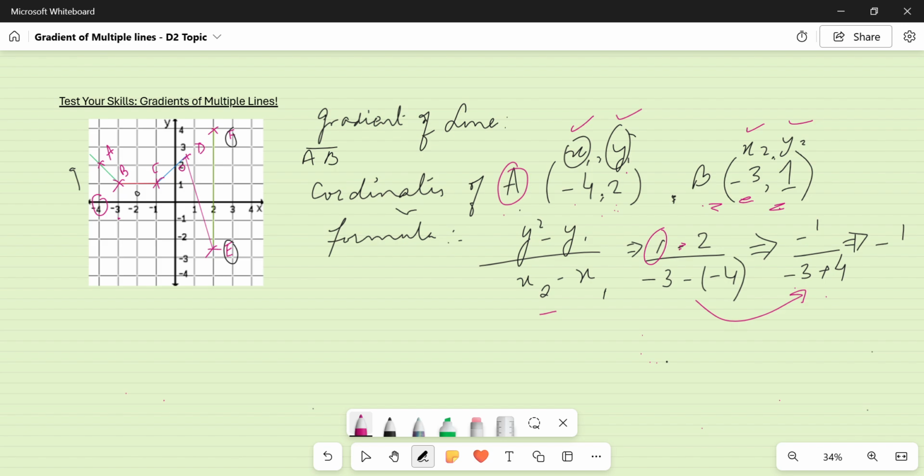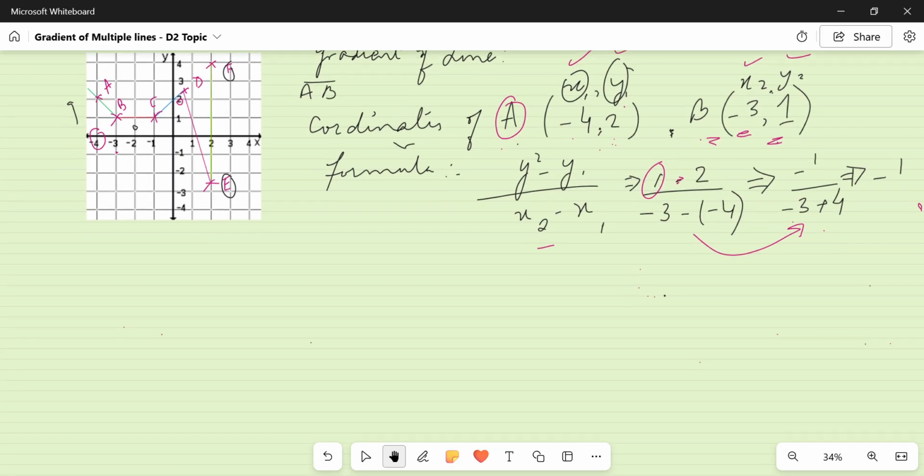Okay, I already told you about the line BC, that the gradient for the BC is 0. Let's solve the third line, C and D, right? So C and D, first of all, we need to write down the coordinates, right?